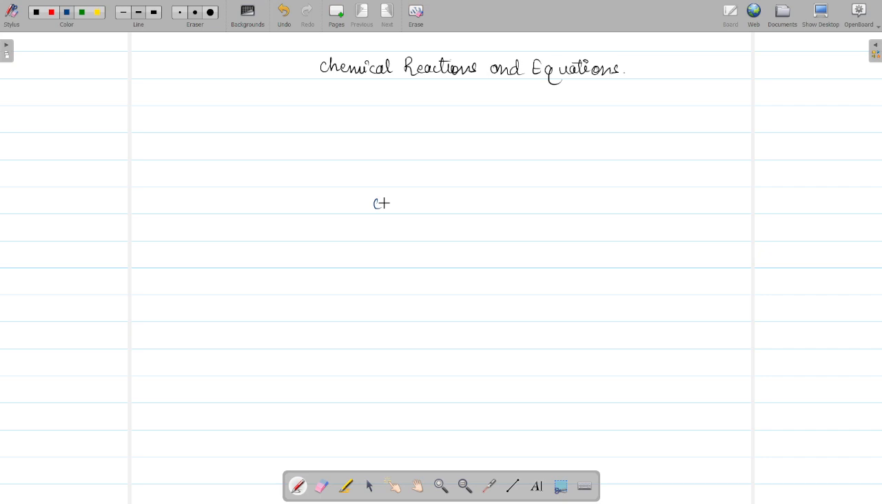Now look, when we talk about the chemical reactions and equations, in how many parts can we divide it? The very first thing is that we can divide it in the pattern of the chemical reactions. So, let's begin with this.